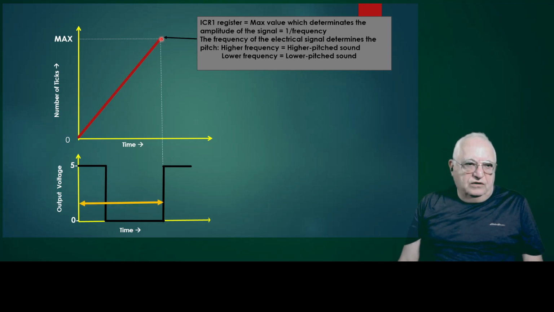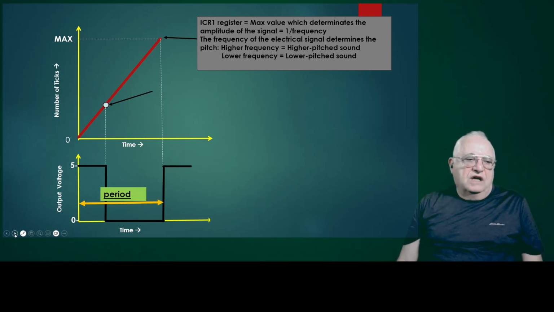So now, like I noted, the ICR1 is going to define the period. And the period, 1 over the period, is going to give us our frequency. So as I decrease the ICR1, I'm going to get a smaller period, and that's going to change the frequency. As I increase the ICR1, the period also increases, and that creates a decrease in pitch.